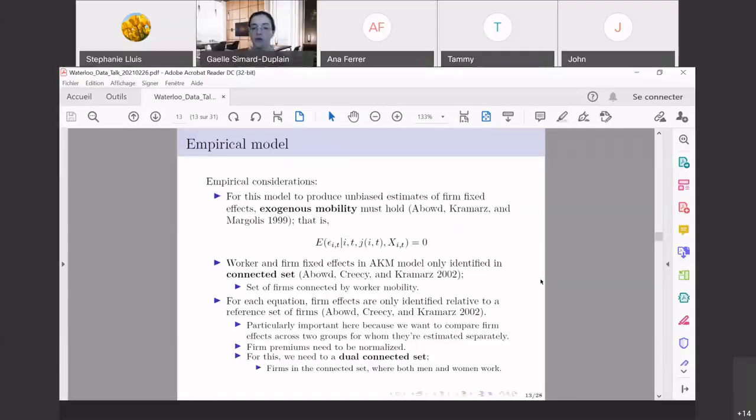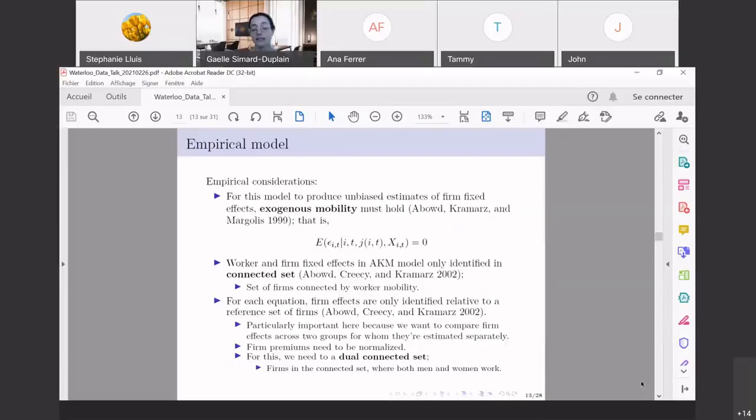What that means in practice is that we're going to get rid of firms that have only one worker or so. And then for each equation, the firm effects are only identified relative to a reference set of firms. Again, I'll get to what that means in practice shortly, after I tell you a little bit more about the sample restrictions we impose on the data.